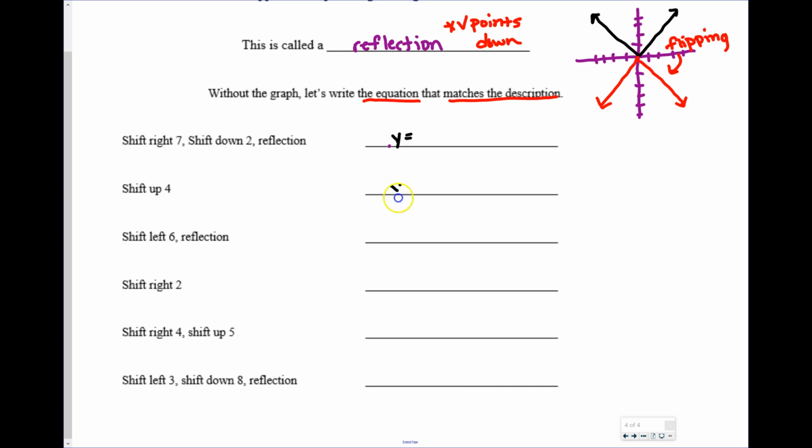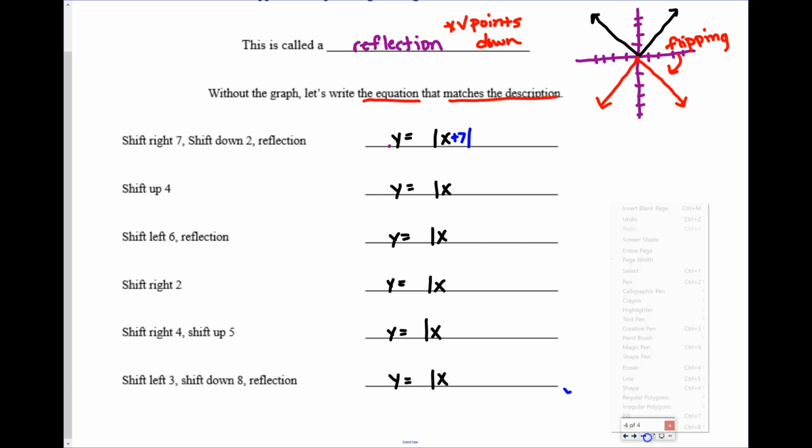We're going to put y equals on all of these. We're going to have an x in all of them. And then I'll use colors to help you with the rest of it. Okay, so this one, shift right 7. So that is going to be a plus 7. There's my right shift. It also has a down 2, so there's a minus 2. And then it also has a reflection, so there's my minus. So my shift right 7, there's plus 7. Shift down 2, there's my minus 2. And then I put a negative right in front of the equation like that.